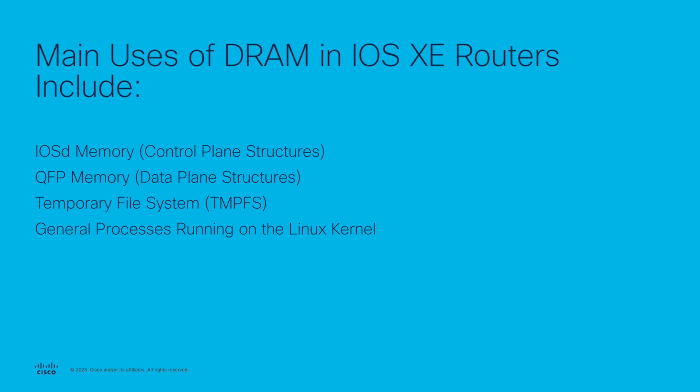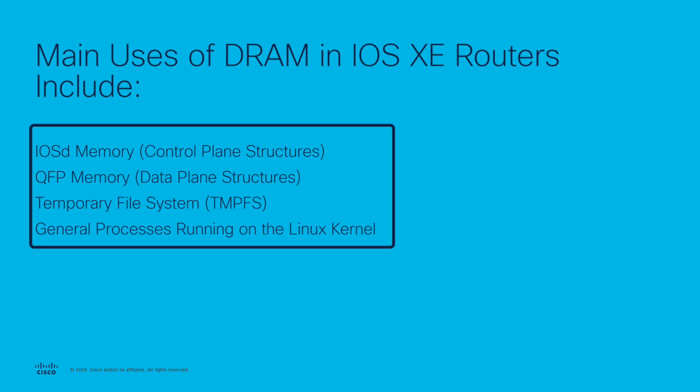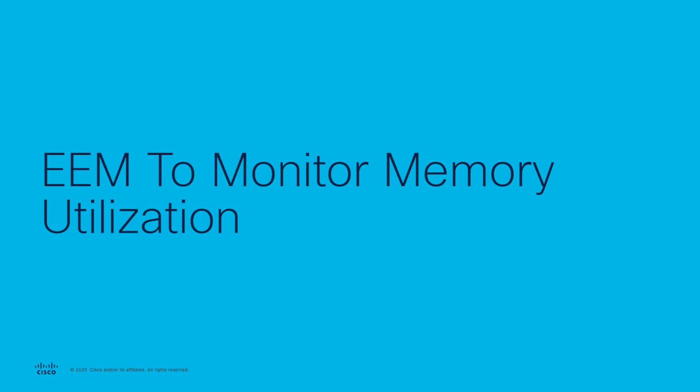This elevated usage can be a result of legitimate demands, such as storing extensive routing tables or enabling resource-intensive features. However, it can also signal issues like inefficient memory management by certain features or memory leaks, where memory is not properly released back to the system after use. By monitoring memory utilization across IOSD memory, QFP, TMPFS, and general Linux processes, you and TAC can identify potential problems earlier. For memory troubleshooting, TAC needs to collect a set of commands over a period of time to identify the offending process. Sometimes, after the culprit process is identified, additional specific commands are needed, making memory troubleshooting one of the most time-consuming types of troubleshooting.